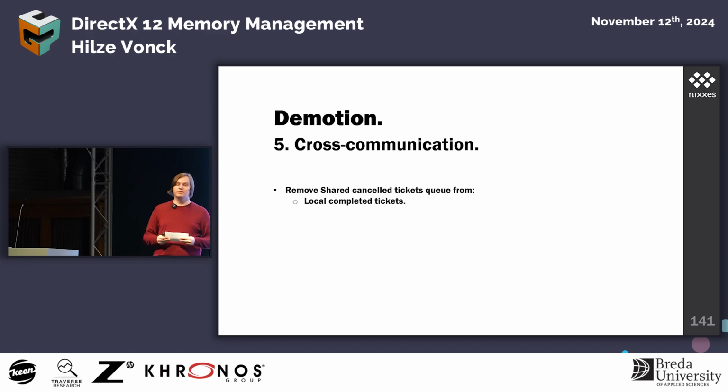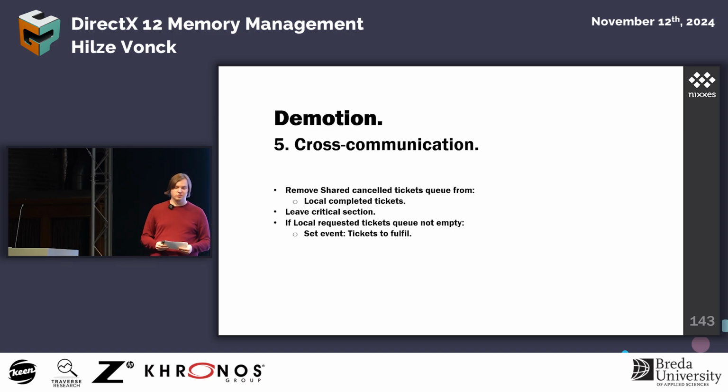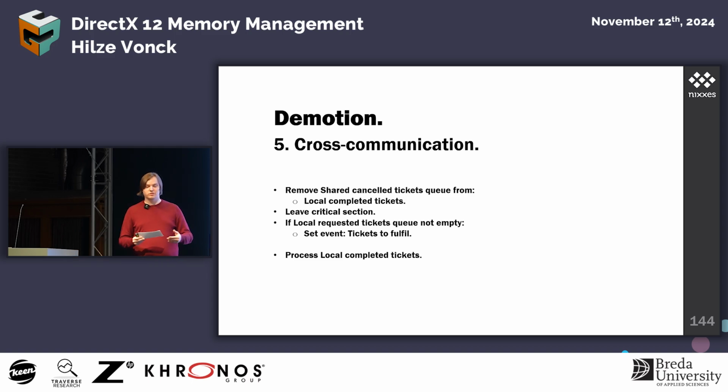We also have to take the canceled tickets queue that we just filled and remove any of them from our local completed tickets queue. This is because these requests have happened after the last synchronization point, so they could actually have been completed by the worker thread since that last synchronization. Then we can leave the critical section, and if we have requested any new tickets, set the tickets to fulfill event. Then we get to processing the tickets as described earlier.